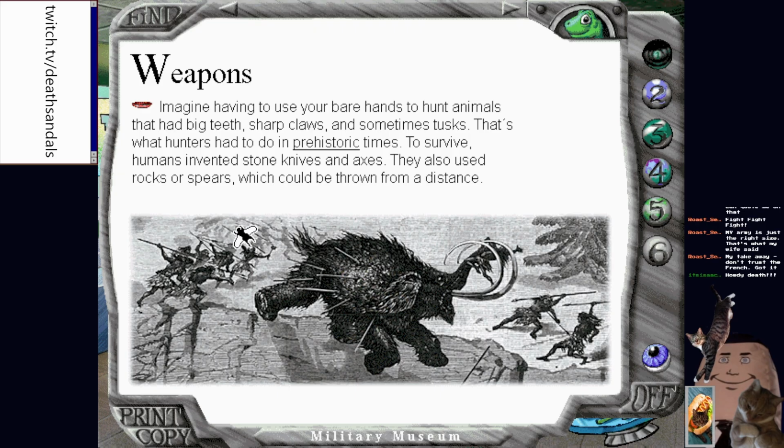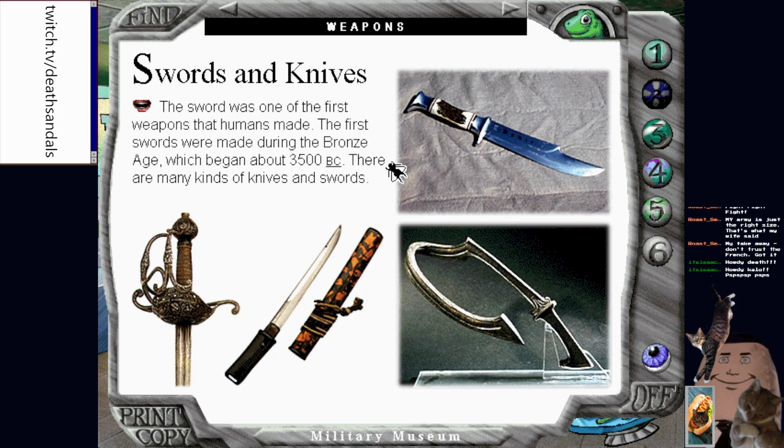Yeah, I know there's like cave drawings of people, but it kind of looked like the mammoth was on fire, which I thought was cool. Swords and knives.